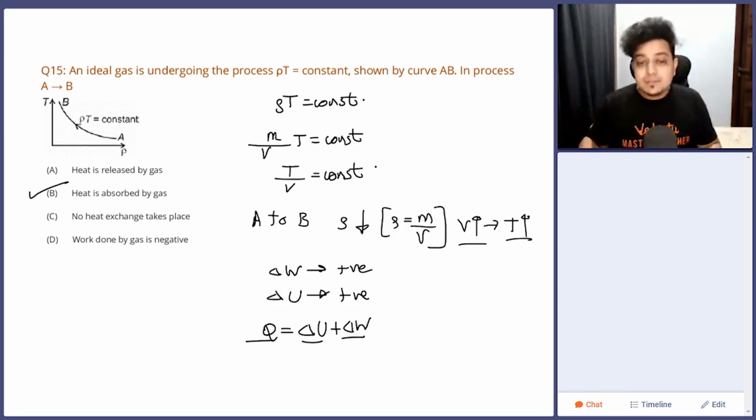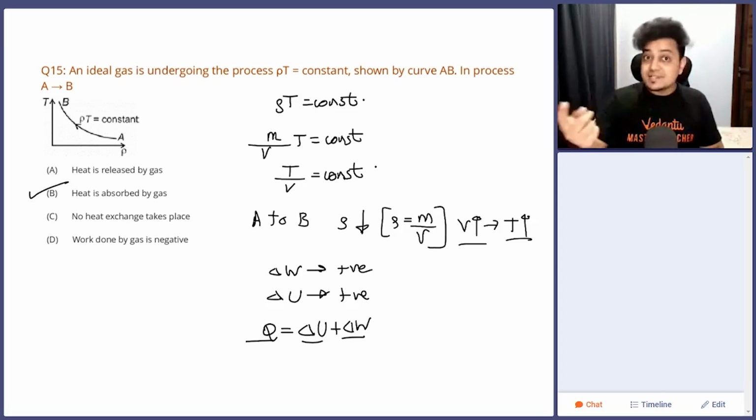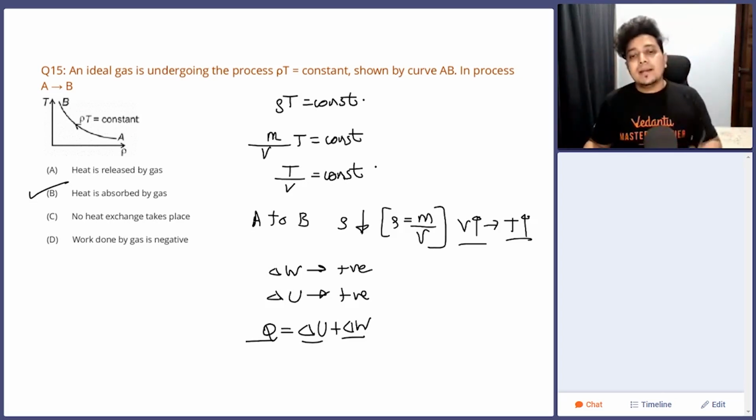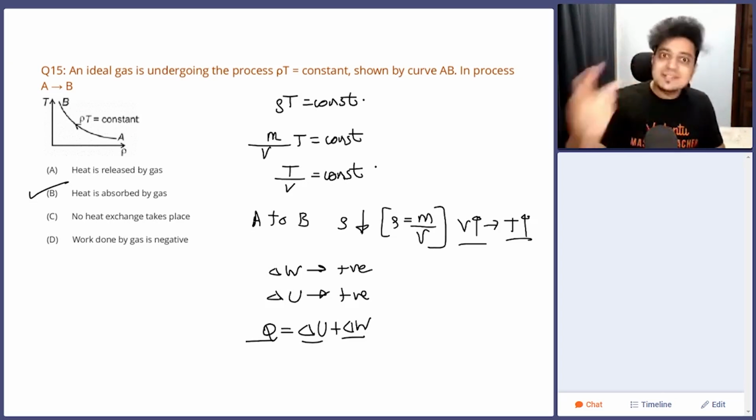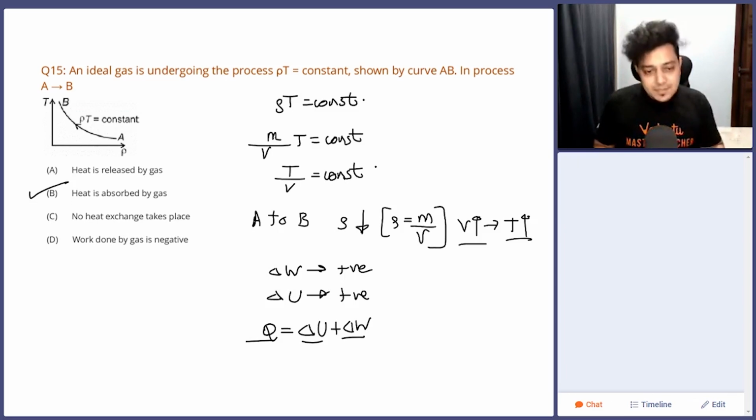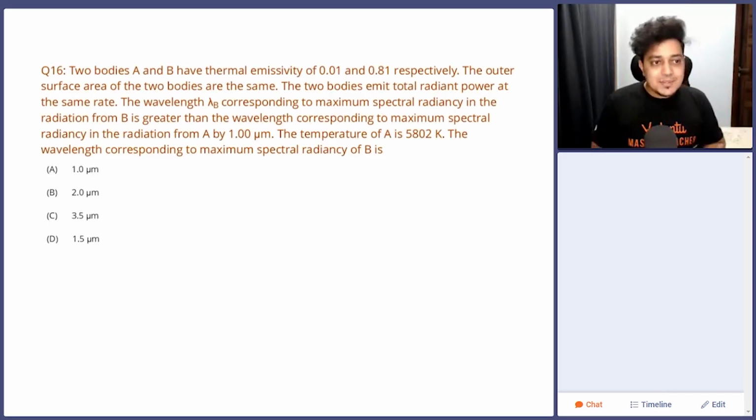How do we know work is being done? Because volume is increasing, that means work is positive. And temperature is also increasing, that means internal energy will also increase, so delta U is positive. Delta U positive, work done positive, that means Q also positive. Heat is absorbed by the gas. Clear? Let's go, next question.